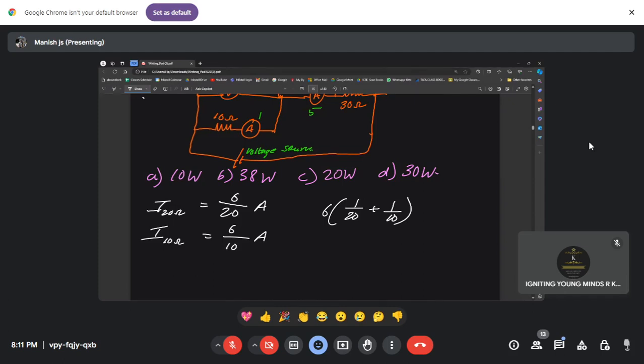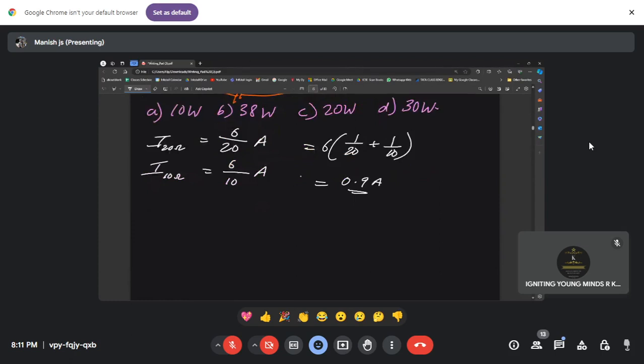Go for a simplification. Take the LCM, children. You will get this value as, I think, 0.9. To simplify, you will get this total current as 0.9 amperes. So I total is 0.9 amperes. Total current is 0.9 amperes.